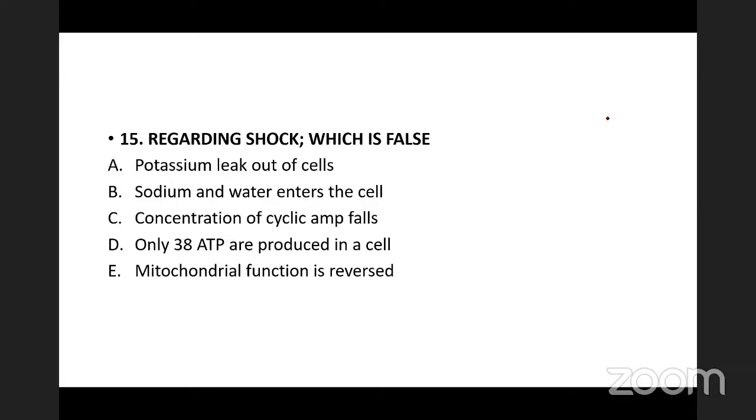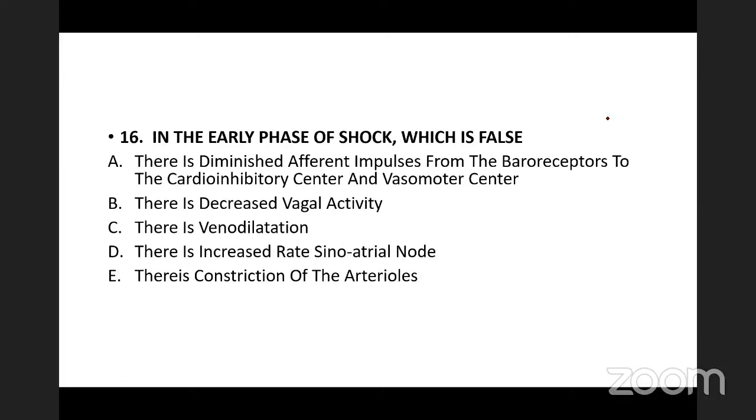Concentration of cyclic AMP falls. Yes, that is correct. Only 3 ATPs are produced in the cell. So regarding shock, which is false, in shock you have only 3 ATPs that will be produced rather than 38. Mitochondrial function is reversed. That is true.